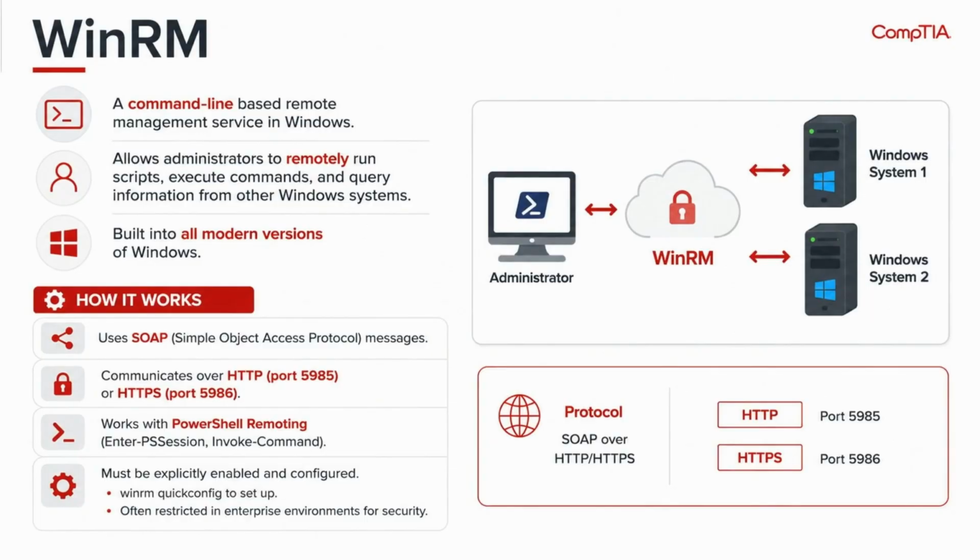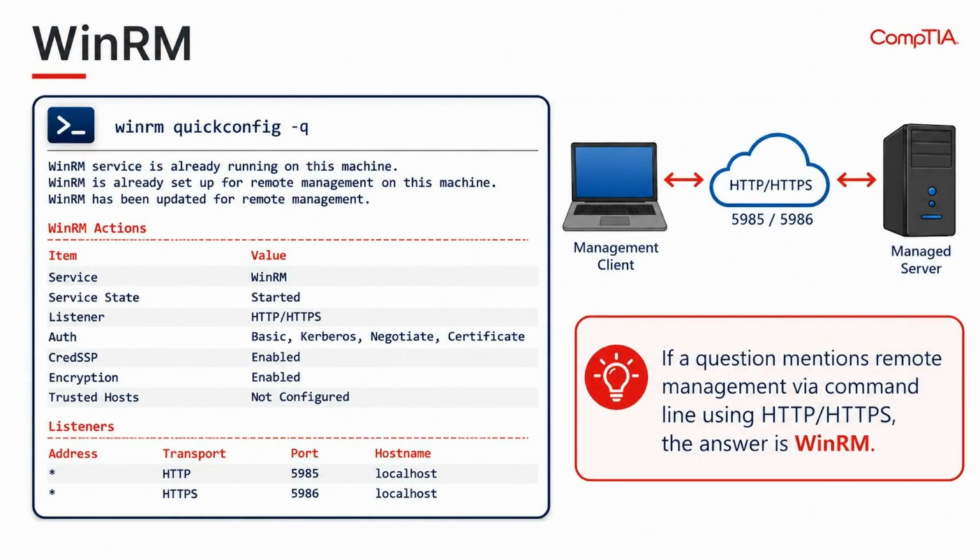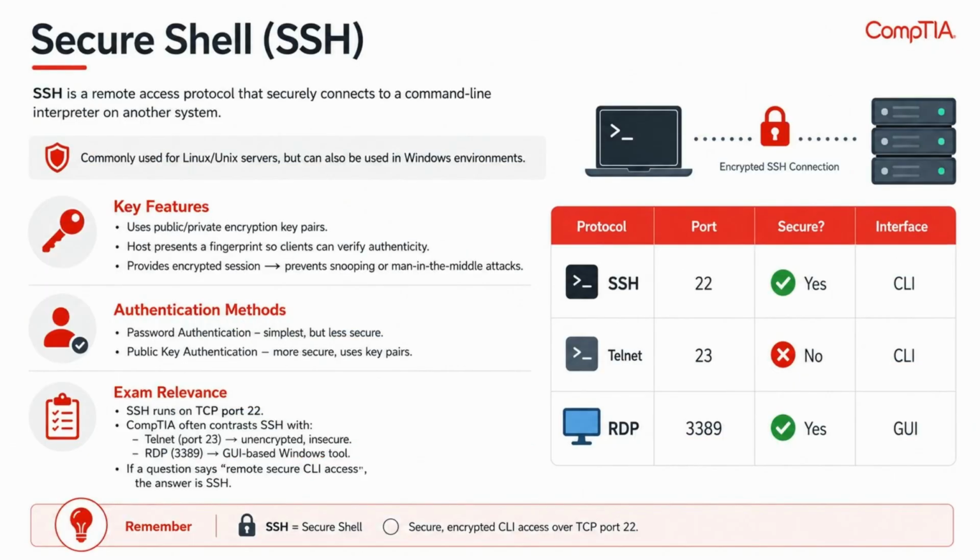Next is WinRM, or Windows Remote Management. It is a command line service built into modern Windows, allowing administrators to remotely execute scripts, run commands, and query system information on other Windows devices. WinRM uses SOAP messages and communicates over HTTP port 5985, or HTTPS port 5986. It integrates with PowerShell remoting through commands like Enter-PSSession. Note that for exam purposes, if a question specifies remote command line management via HTTP or HTTPS, the answer is WinRM.